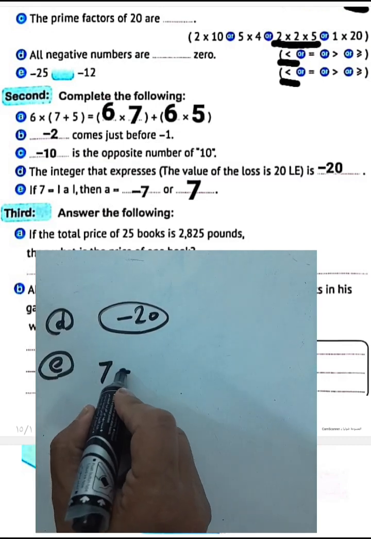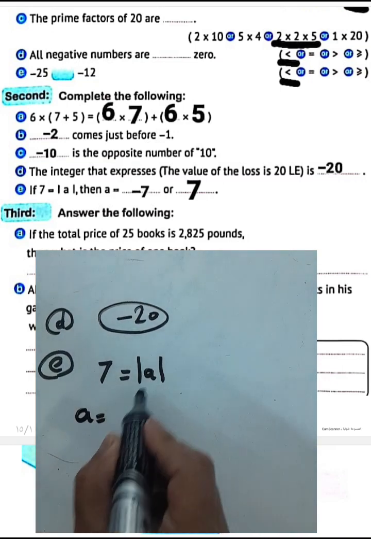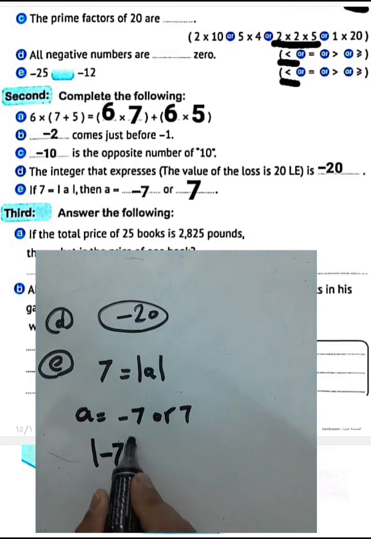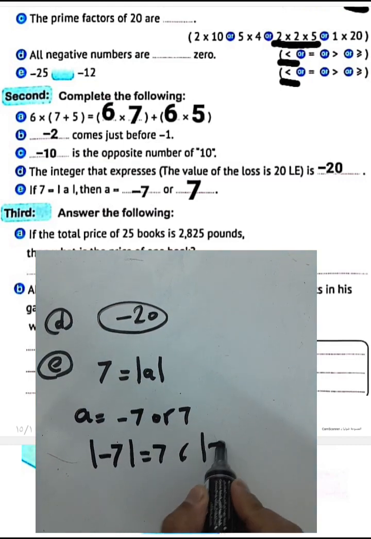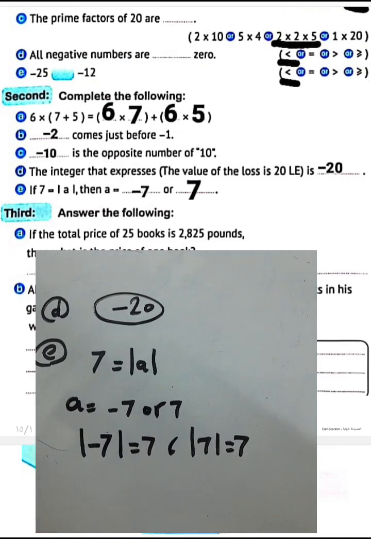If 7 equals the absolute value of A, then A here will be -7 or 7, because the absolute value of -7 is 7, and the absolute value of 7 equals 7. So we have two solutions for this example.